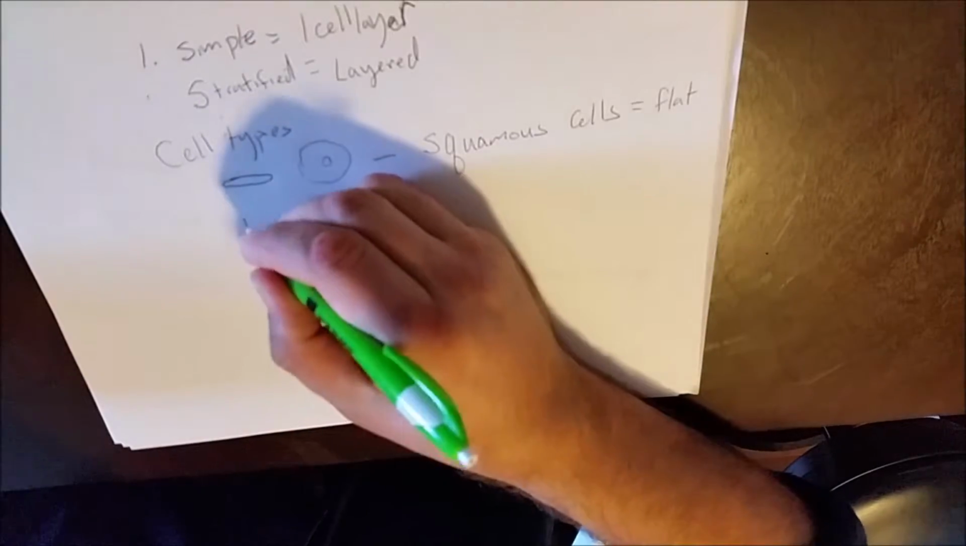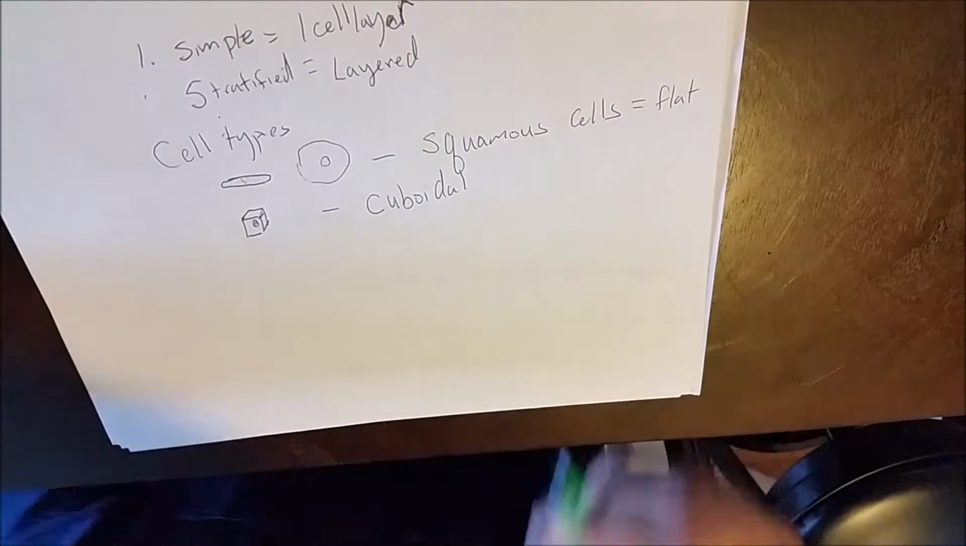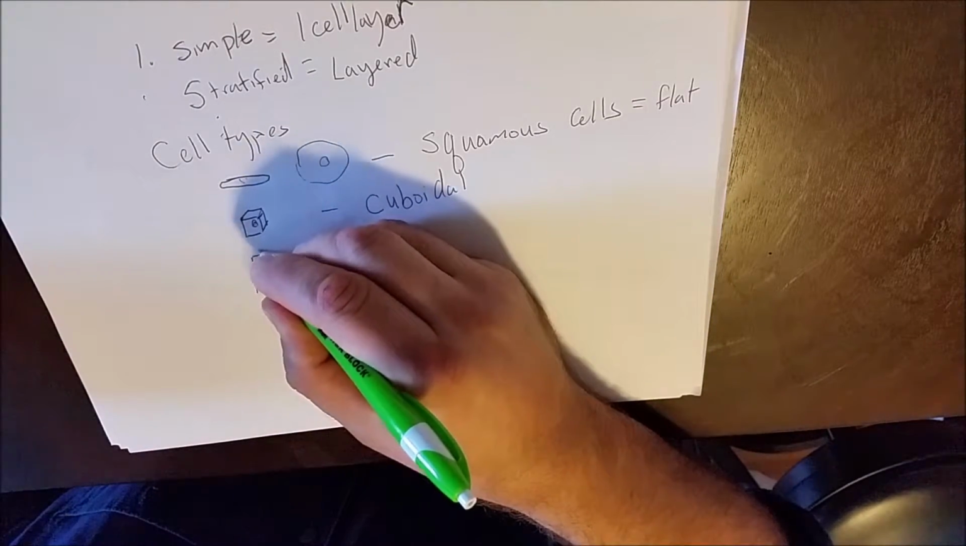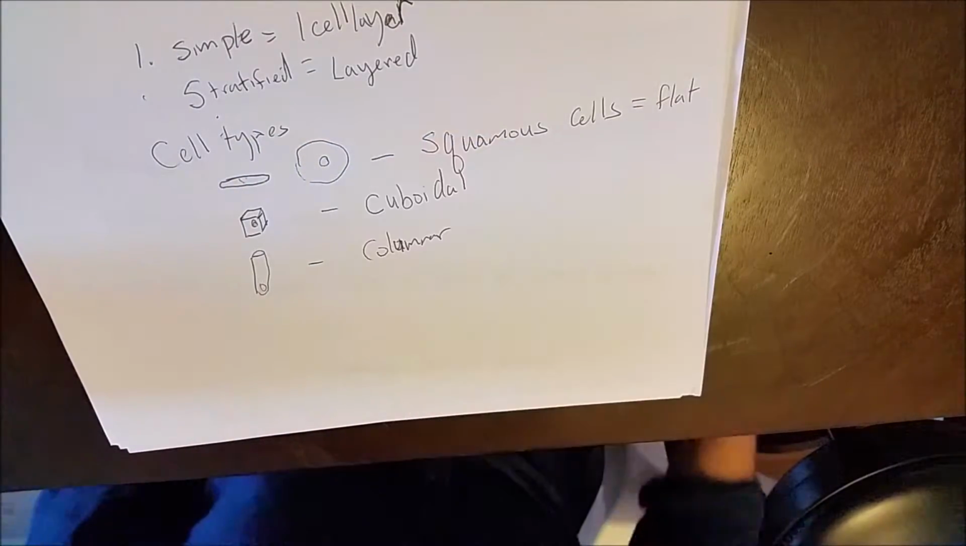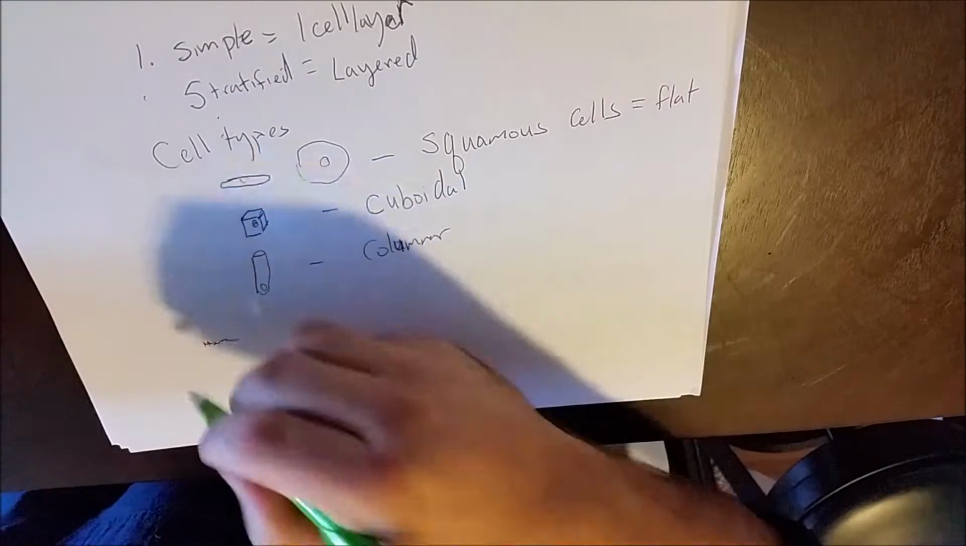The other type we have is a nice cube-shaped cell. If it's cube-shaped, we call it cuboidal. So cuboidal cell means it's cubed. And the last type is a long column, so we call it columnar. Usually you will have a basement membrane, which is a collection of proteins. Then the cells will be on top of it.